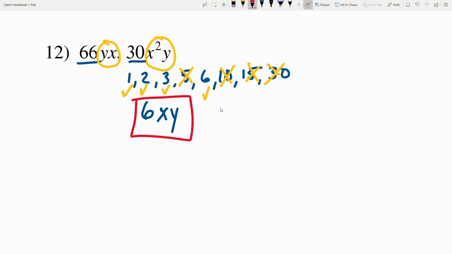You could also write this as 6yx. Because multiplication is commutative, the order in which we multiply doesn't matter. So 6xy and 6yx are the same exact value. Because remember, x and y are just variables. So if x was 2 and y was 4, that would be 6 times 2 times 4. Or 6 times 4 times 2. Either way, we'll get the same result. Let's move on to number 13.